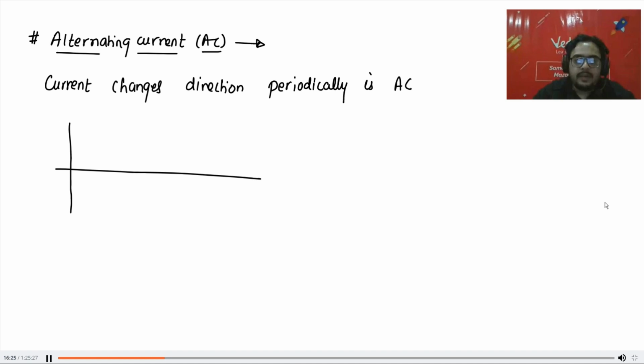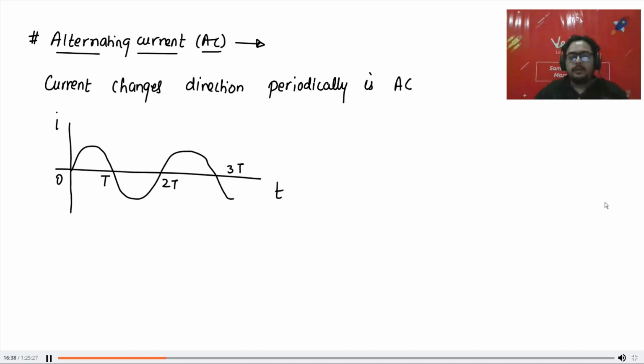So the graph can be drawn something like this. If this is your current and this is your time, the current flows like this. And if 0, this is T, this is 2T, this is 3T. So after equal interval, current changes from positive to negative. Are you getting my point? Current changes from positive, then negative, then positive, then negative. It means it is alternating current.